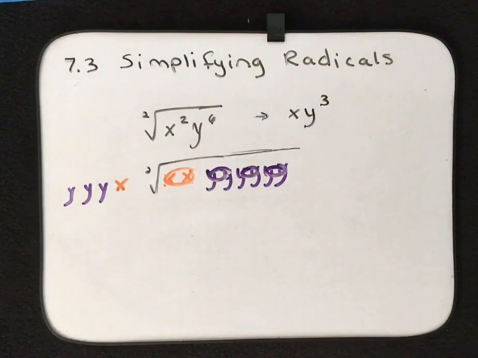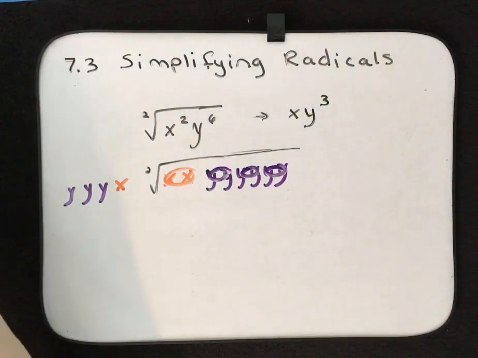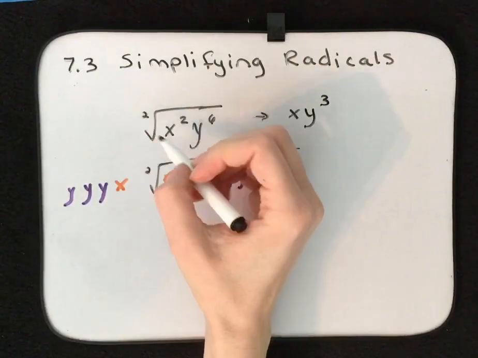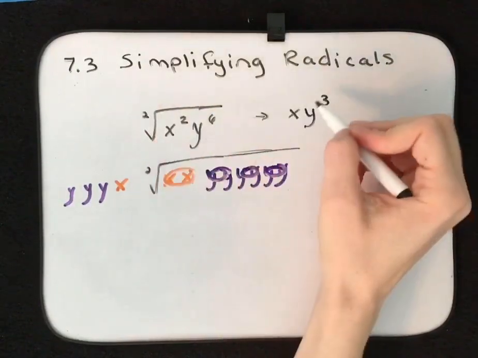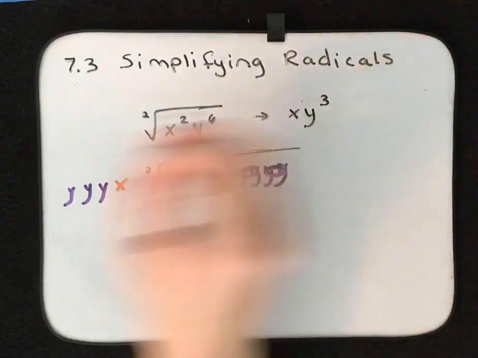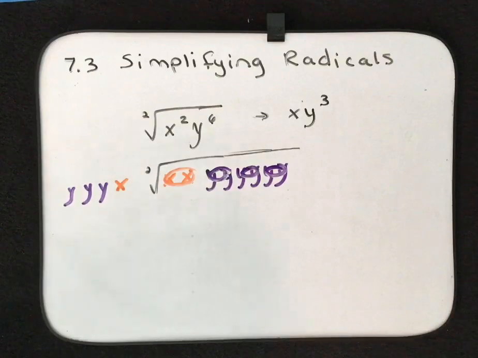Another way that you can do this is think about your division. So if we think about division, I have 2 right here. 2 divided by 2 is 1. 6 divided by 2 is 3. Let's try again.